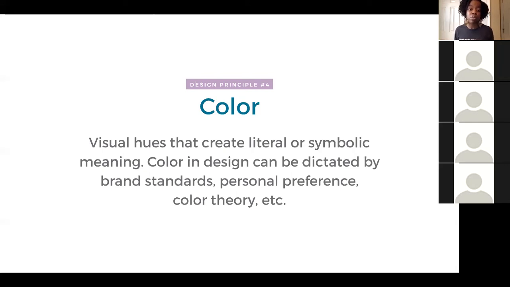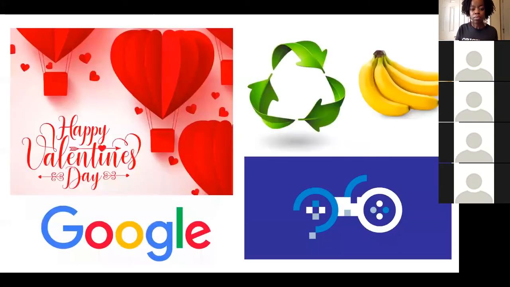So if we're working with, say, McDonald's, we know that we need to use the red and the yellow because those are their brand colors. Or we can do things based off of color theory, which is basically certain colors mean certain things. As you can see here, usually when we think of Valentine's Day, we think of pink and red. So we use those type of colors to represent love and all that good stuff for Valentine's Day.